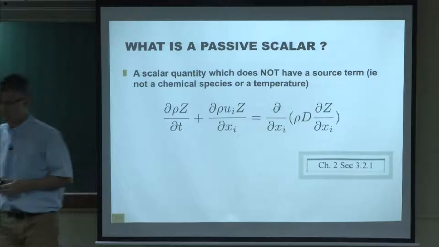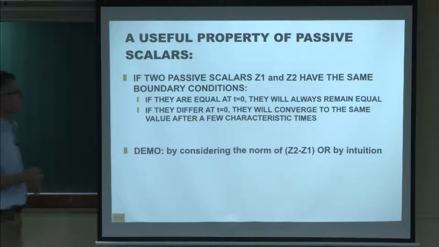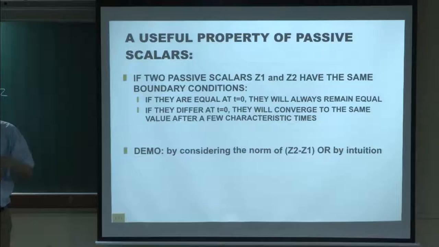This is an equation for a passive scalar, big Z, and I just want to introduce a few things here. If two passive scalars, Z1 and Z2, have the same boundary conditions in the domain, then you can prove that they're going to be equal, if time is sufficiently long. If they are equal at t equals 0, they will always remain equal.